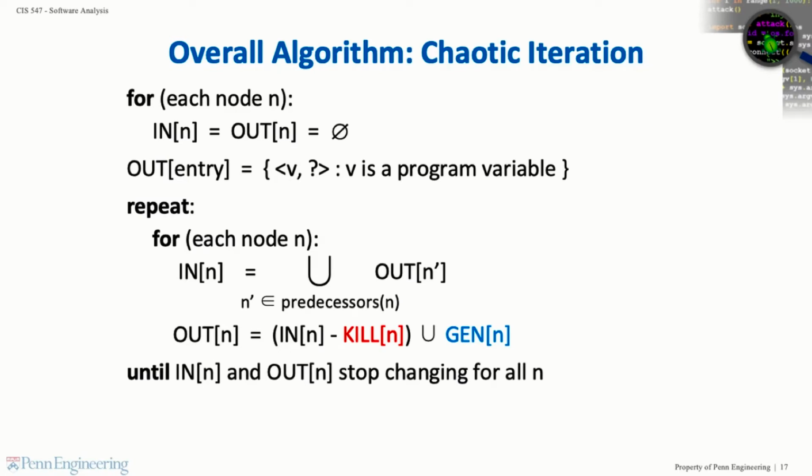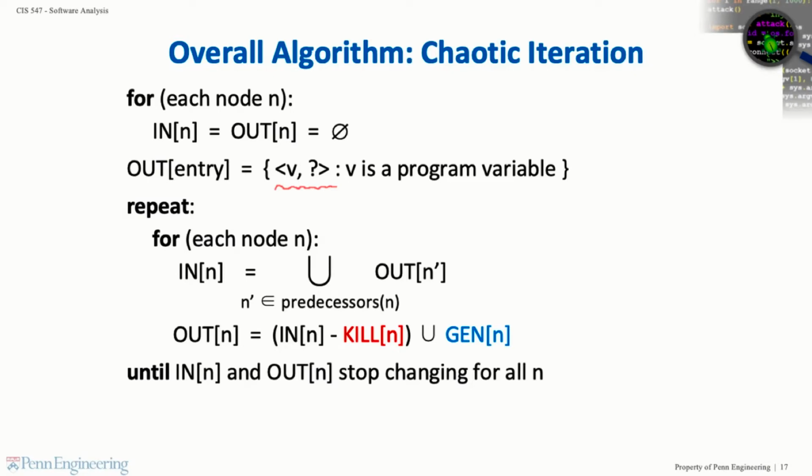Equipped with the two operations of reaching definitions analysis, let's step through the overall reaching definitions analysis algorithm. The algorithm starts by initializing the in and out set of each node n to the empty set. The only exception is the out set of the entry node, which is initialized to contain a hypothetical definition for each variable v in the program. It captures the fact that each variable is uninitialized at the start of the program.